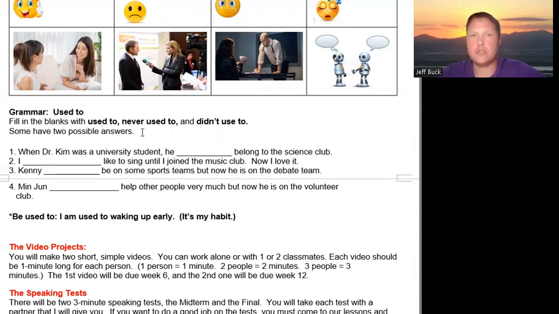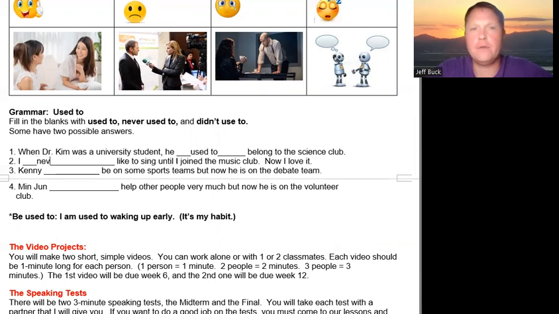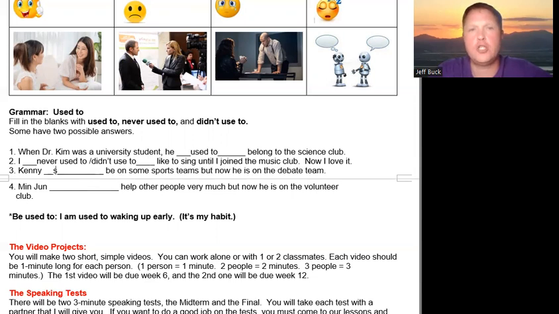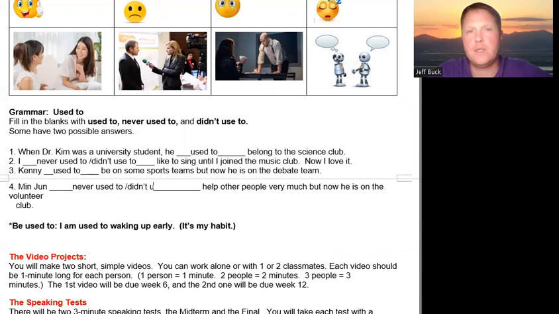Some sentences have two possible answers. When Dr. Kim was a university student, he used to belong to the science club. I never used to or didn't used to like to sing until I joined the music club. Now I love it. Kenny used to be on some sports teams, but now he's on the debate team. Minjun never used to, didn't used to. So never and didn't, those are negatives. Until and but tell you that there's a change from negative to positive or positive to negative. Okay.